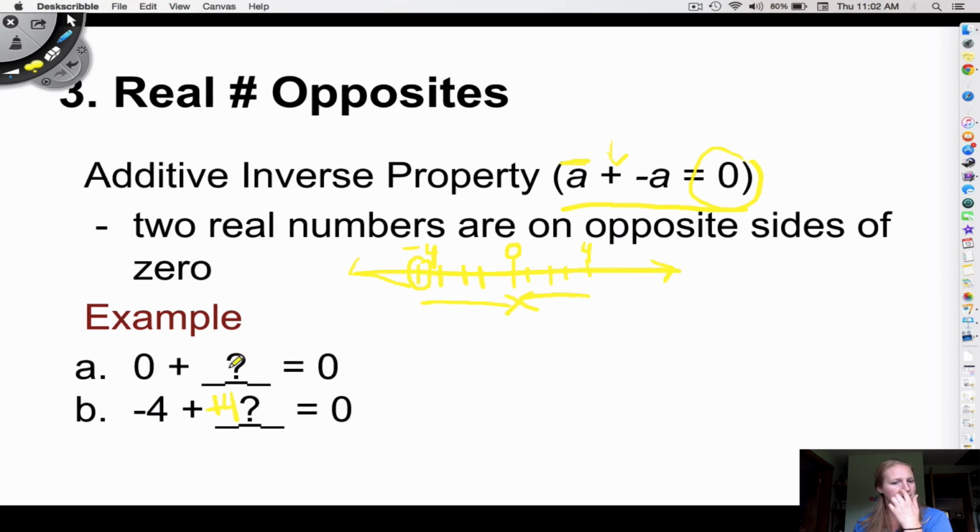0 plus what will equal 0? And hopefully in your minds you just said 0. So that's what real number opposites are. You'll just have to identify what number you add to it to get 0 as your answer.